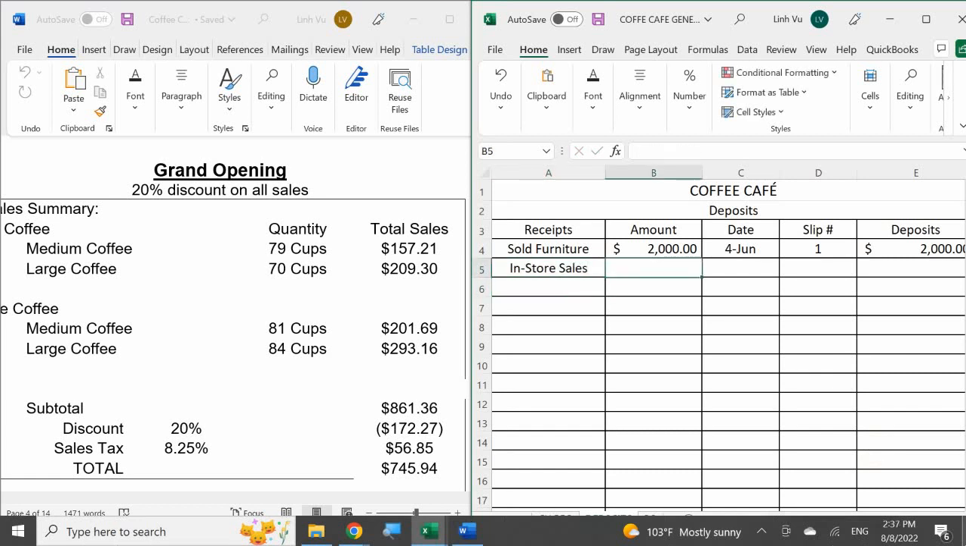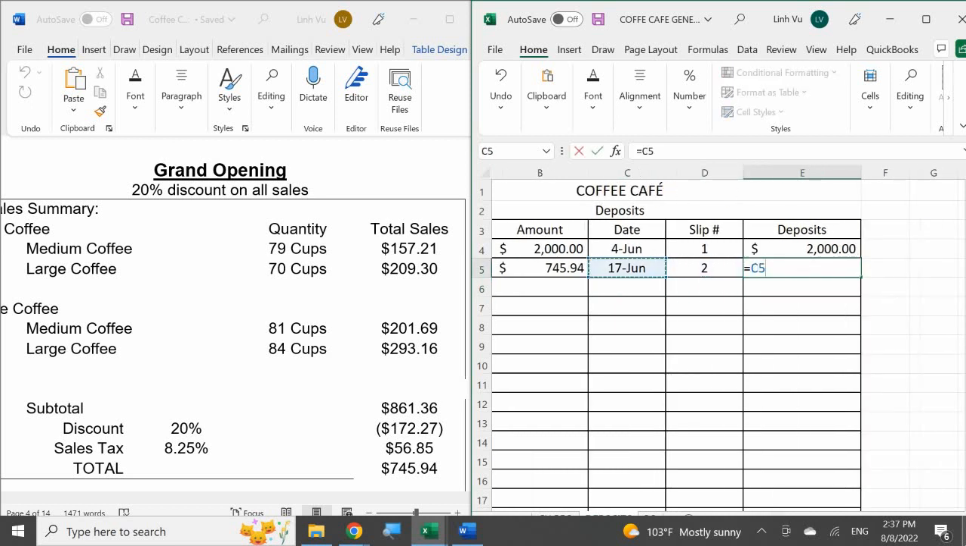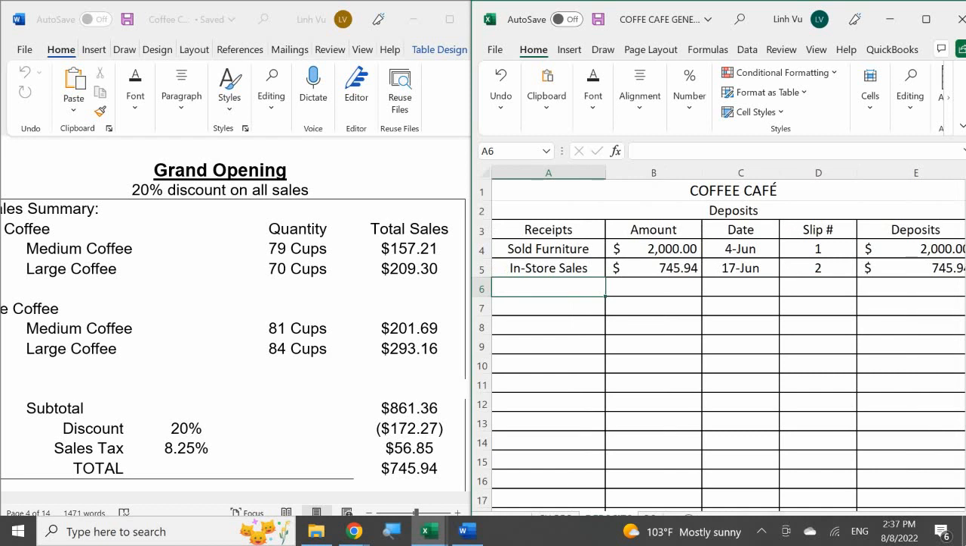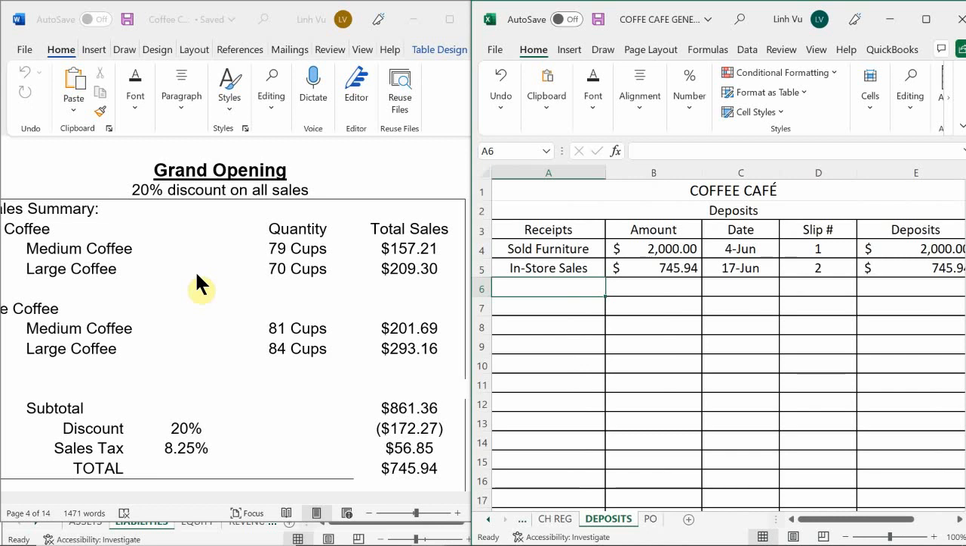How much money did I collect? $745.94. Okay. And what is today? 17. This is deposit number 2. For how much? For that $745.94. So that's how much money I put in for deposit slip number 2. Right? I didn't collect any money from anybody else that I need to deposit. I'm only depositing what I had collected from the grand opening sales.